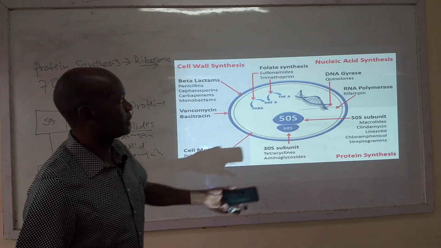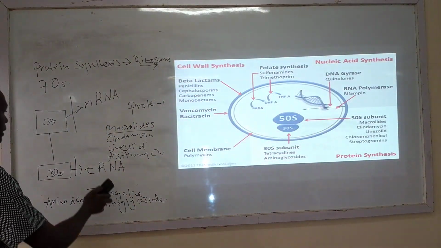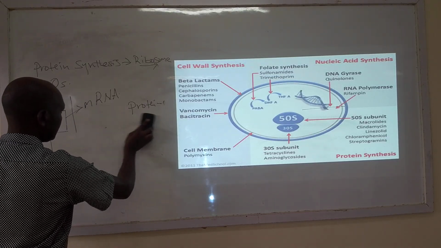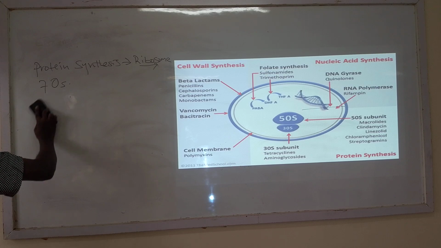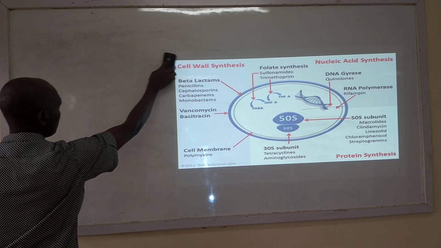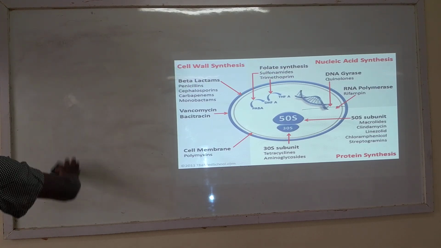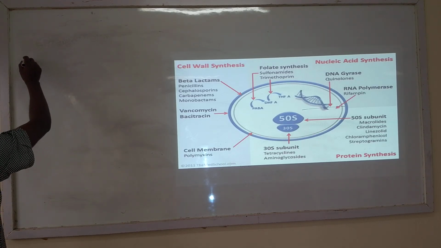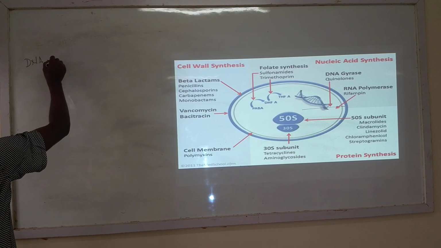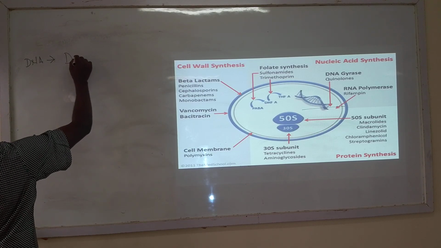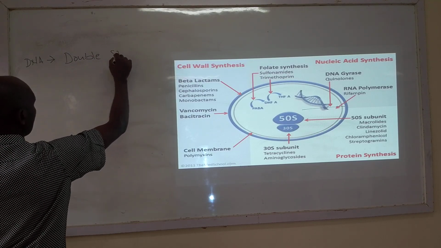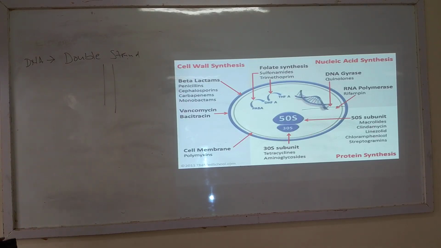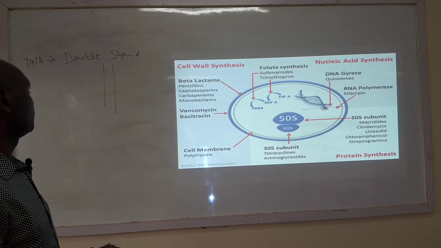We have others that stop the DNA gyrase. DNA gyrase is an enzyme which is used to introduce what we refer to as negative supercoils. Remember, DNA is a double helix strand. It has two strands that are intercoiled together.